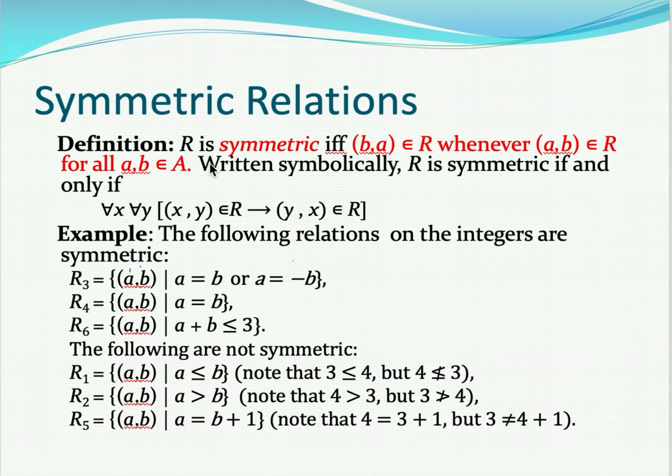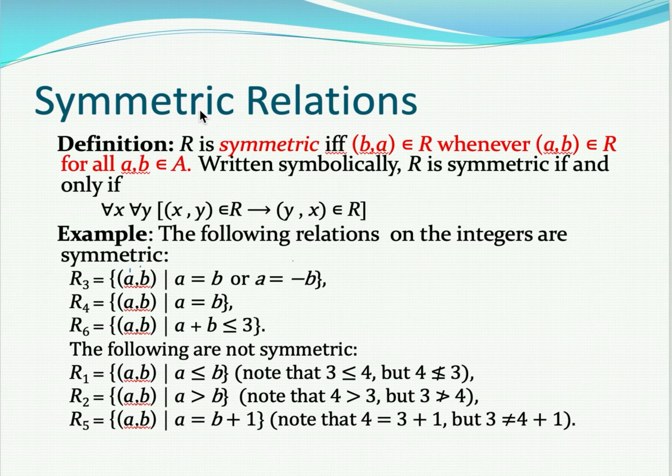For symmetric, the definition is that R is symmetric if and only if the pair (b, a) is an element of relation R whenever (a, b) is also an element of relation R, for all a, b in A. When we write this in symbols, R is symmetric if and only if for all x, all y, if (x, y) is an element of R, then (y, x) is an element of R.